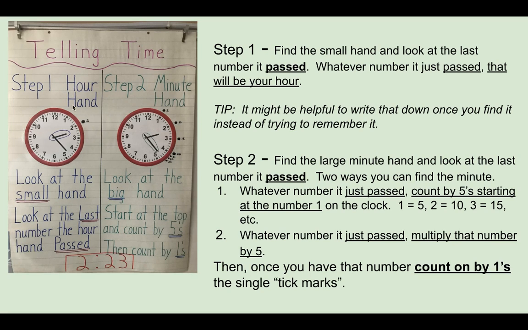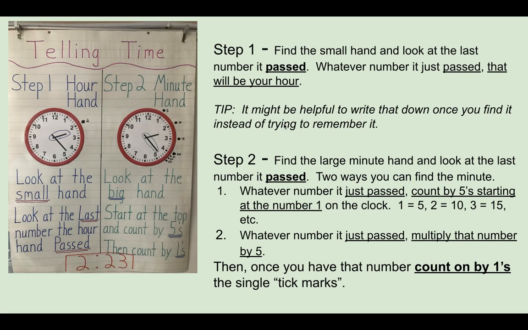All right, so remember, when we are telling time on an analog clock, step 1 is to find the small hand, look at what number it just passed, and whatever number it just passed, that is going to be your hour. Okay, write it down. Do not forget, do not get confused. Okay, write that number down. Step 2 is you find the large minute hand, which is right here. Look at that last number that it passed, okay, and we know that it passed the 4.